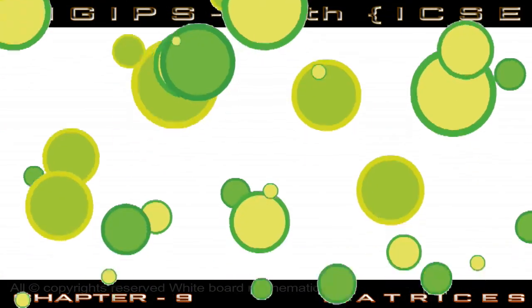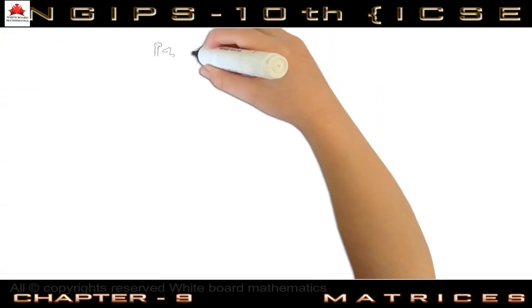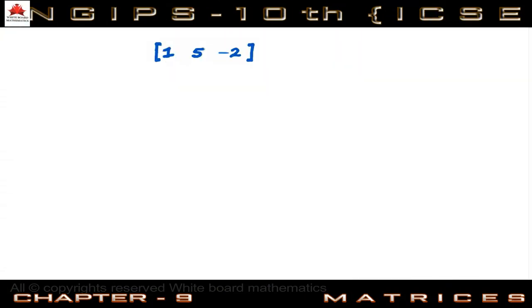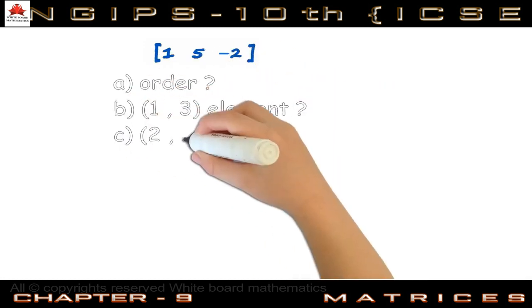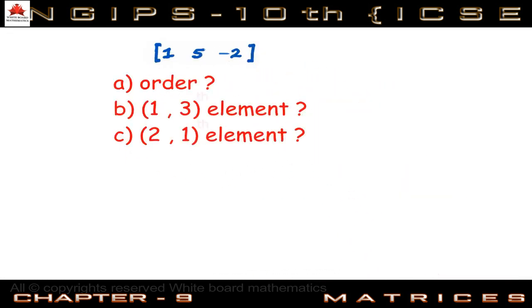So, let's try to understand this concept with an example. The matrix given to us is 1, 5, minus 2. We have been asked to find out its order, the 1 comma 3 element and the 2 comma 1 element. First, try to answer those 3 simple questions.